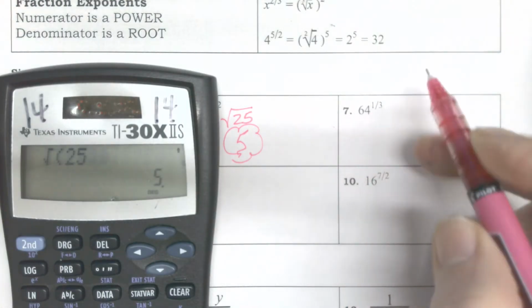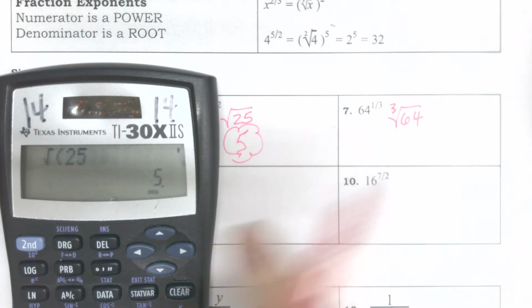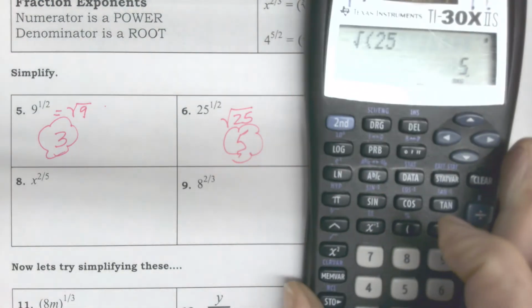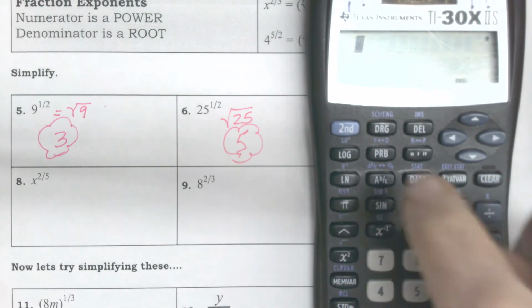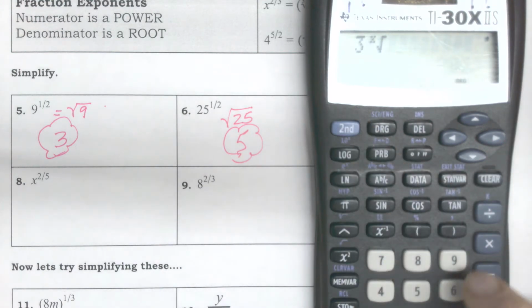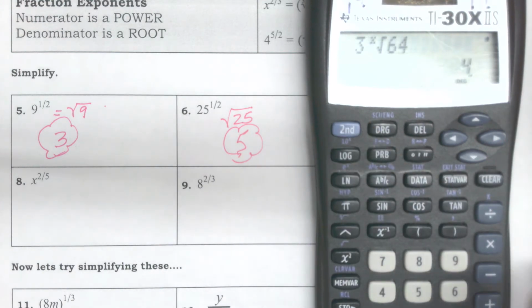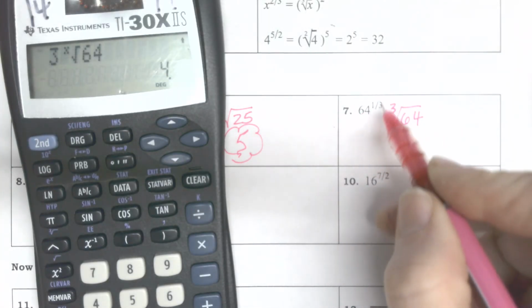This one, because it's 1/3, that's the cube root of 64. So again, I can take my cube root above my caret, so I could go 3 second cube root of 64, hit enter, and get my answer. That's 4.